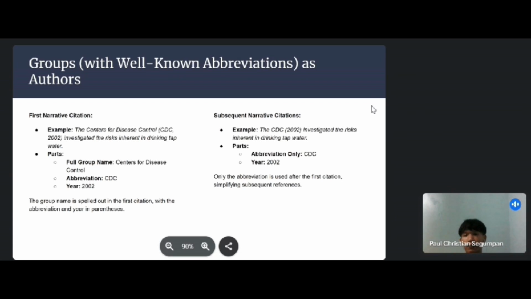And we have groups with well-known abbreviations as authors. With the first narrative citation, the group name is spelled out in the first citation, with the abbreviation and year in parentheses. And we have the subsequent narrative citation, where only the abbreviation is used after the first citation, simplifying subsequent references.